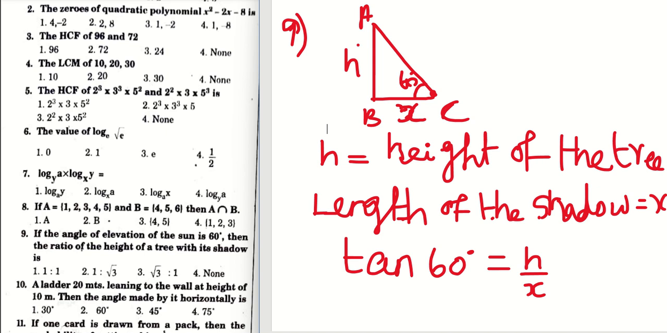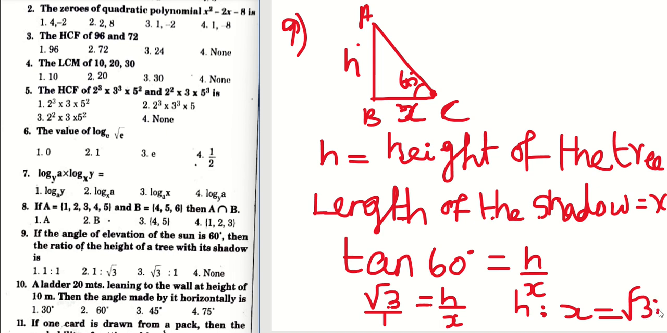Right? Tan 60 is equal to h by x. So what is tan 60? Tan 60 is nothing but root 3 by 1. Right? Root 3 by 1 is equal to h by x. So what do you have to write? You have to write it in the ratio. It's nothing but h is to x. So h is to x gives you what? Root 3 is to 1.